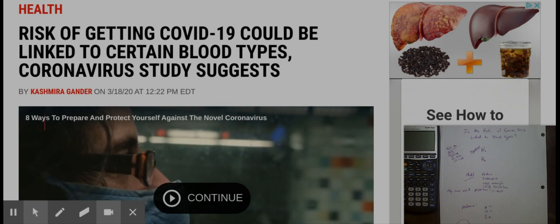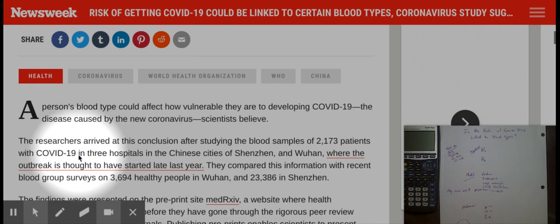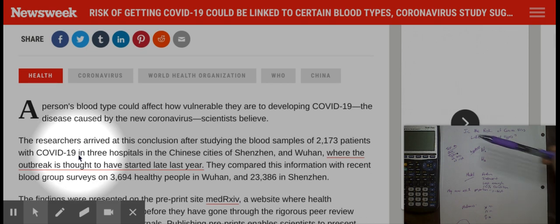Good morning, students. Today I would like to discuss a 1 proportion z-test that is appearing in the news. I posted an article a few days ago from Newsweek entitled "Risk of Getting COVID-19 Could Be Linked to Certain Blood Types." The first thing that I would like to test is the claim that type O blood people are less at risk of contracting the coronavirus.